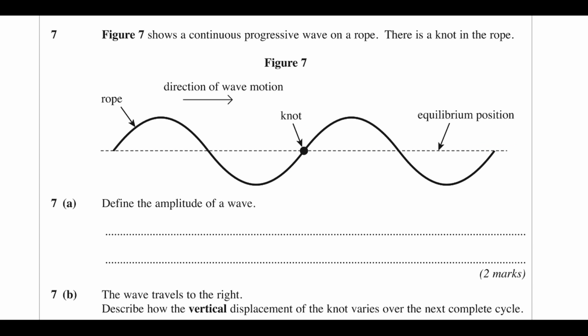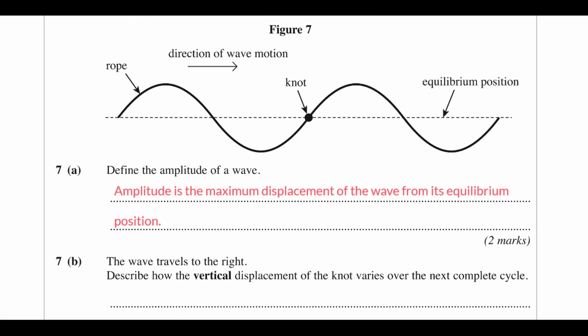Okay, so we've got a progressive wave on a rope, and we've got a knot in the rope, presumably so we can track its location. So the first thing I want us to do is define what an amplitude of a wave is, and it's the maximum displacement of a particle of the medium from its equilibrium position. So let's get that down. So that's how amplitude is measured. So the two parts there are maximum displacement, and from the equilibrium position is the second mark there.